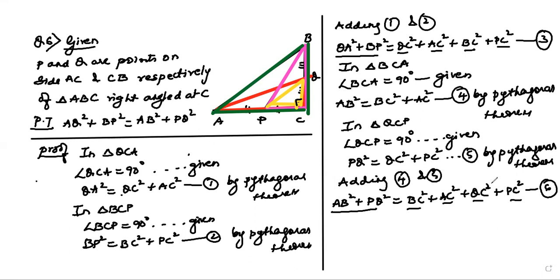Same 4 segments. Right-hand side is the same. So left-hand side is equal. Therefore, QA square plus BP square is equal to AB square plus PQ square. Reason is from 3 and 6. I hope people have got me here. A very simple sum, children. This was your question number 6. We go to the next sum, children, now.